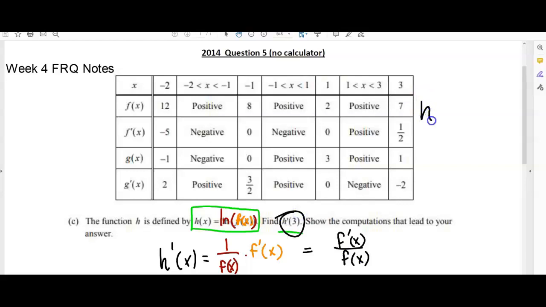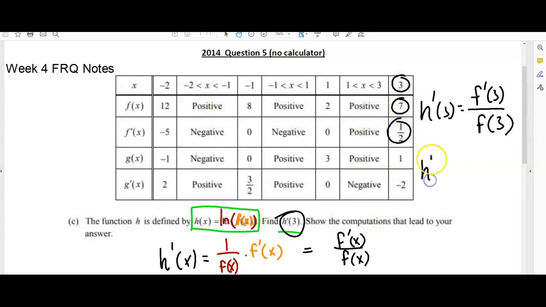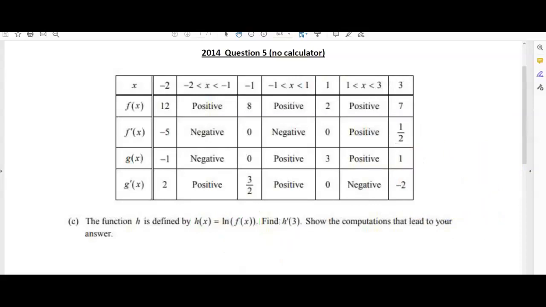Now we want to find h prime of 3. So now I'm going to plug 3 into f prime and also plug 3 into f. And actually that's not an f prime on the bottom, that's just an f. And then I'm going to look at the table. So when x equals 3, f is 7 and f prime is a half. So h prime of 3 is equal to 1/2 over 7. Now we could simplify this, but hey, this is an FRQ, so stop while you're ahead. Okay, let's go ahead and move on to our next one now.